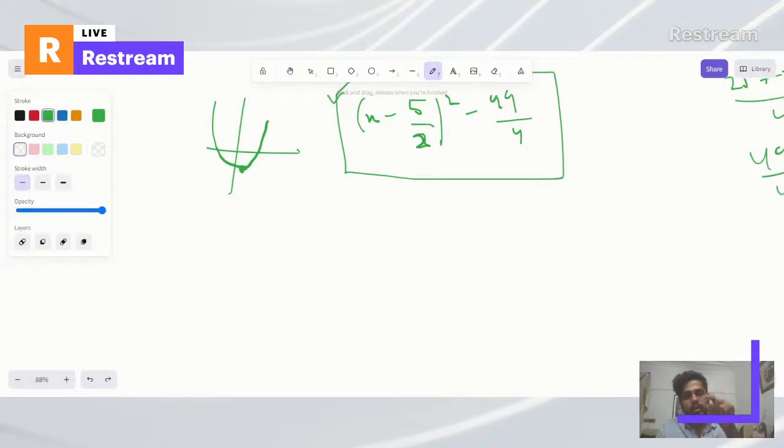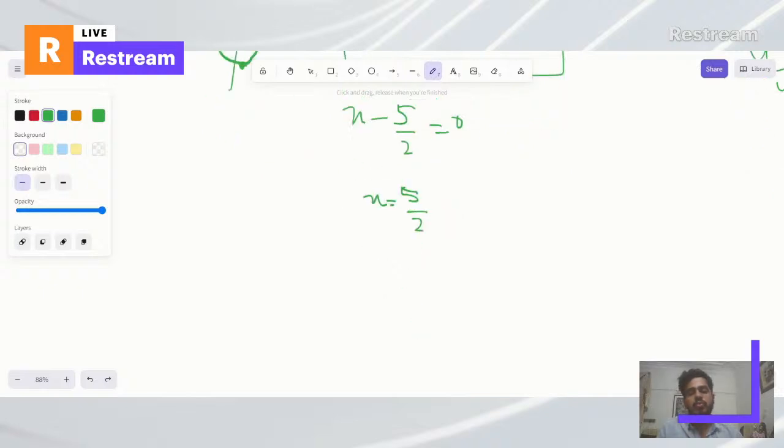I need to know the turning point of the graph. So how am I going to find this? I equate the x minus whatever the term is to 0. So x minus 5 over 2 equals 0. So what's the value of x? x is going to be 5 over 2, which is 2.5. Or you can write it as x equals 2.5.